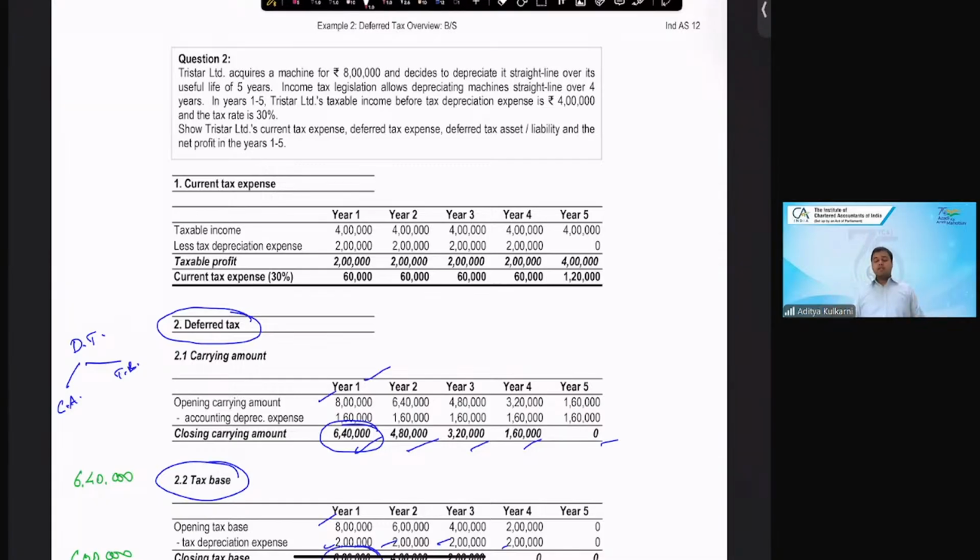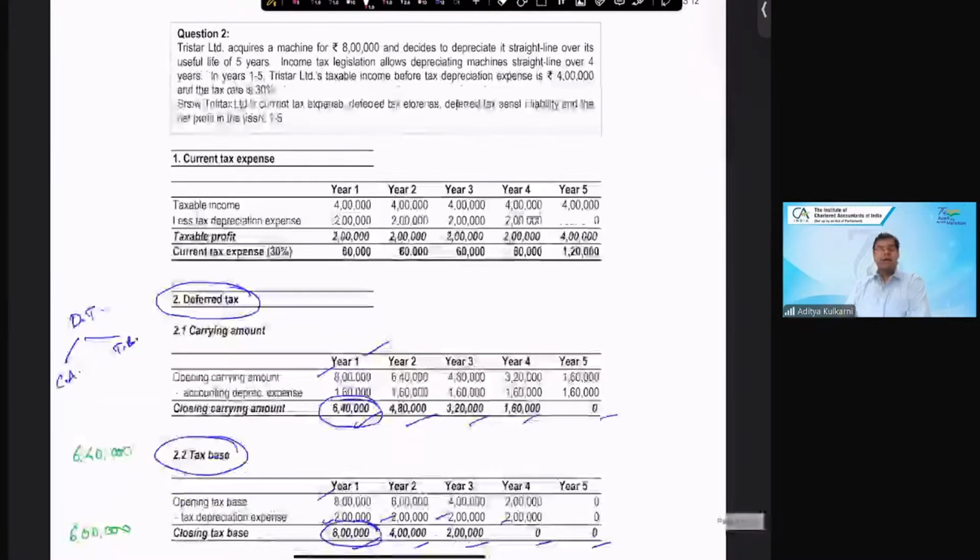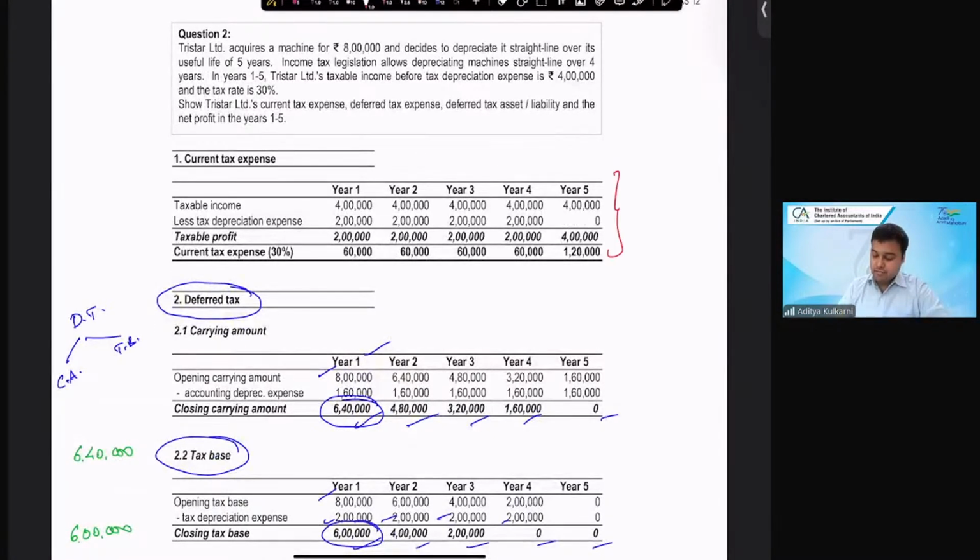Yes. So what is this balance sheet approach? Let us take the very same question that we did just now. Now, look at your asset. First part is okay. This I don't have to look into much. Coming to deferred tax, first part is calculation of carrying amount. Carrying amount means books.